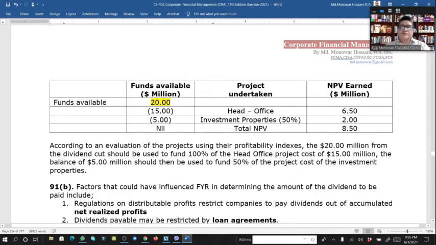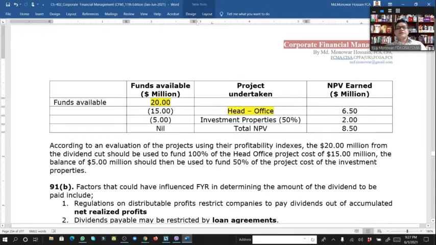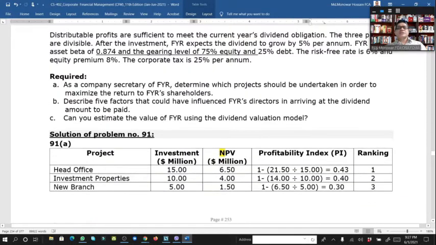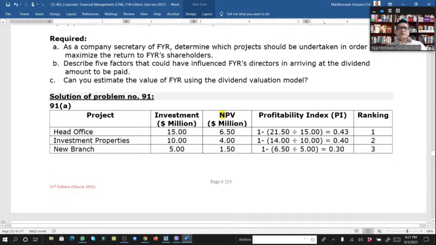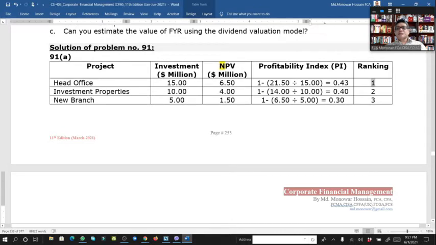So head office requires 15 million. And here the net present value earning is 6.5. This one, 6.5. If we invest in head office, we have 20 million, but head office requires 15 million, and project investment 10 million, branch 5 million. So based on rank, first you take this one, head office.